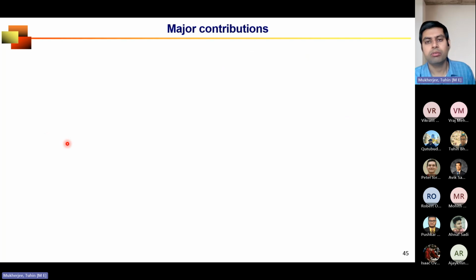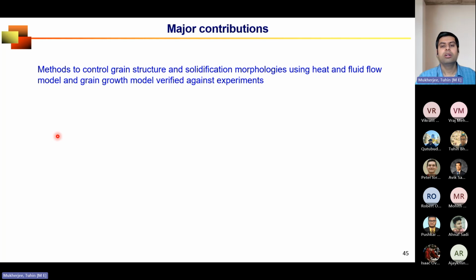So, so far I have given 8 examples. Let me summarize what are the major contributions from our side in this field. So, first of all, control of grain structure and solidification morphologies using fundamental understanding of the process, combine that with grain growth model. So this is something we are very interested in, understanding the grain structure and microstructure and controlling that.